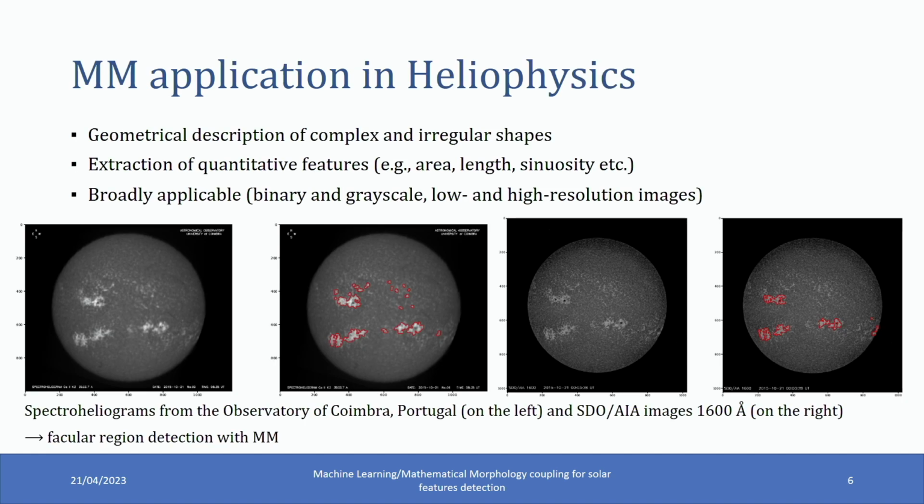And this is particularly well suited to the field of heliophysics because we may have solar features with sharp edges and with complex and irregular shapes, like active regions or filaments. And this is also applicable to both high-resolution satellite images and also to low-resolution images, for example, taken from ground-based observatories. Like, for example, here on the bottom left, we have spectrograms from the Observatory of Coimbra in Portugal. And on the right, we have SDO images. And we have applied the same mathematical morphology operations to identify the active regions here. And basically, we can use this method to identify almost any solar features. It could be filaments, coronal holes, or even coronal jets.